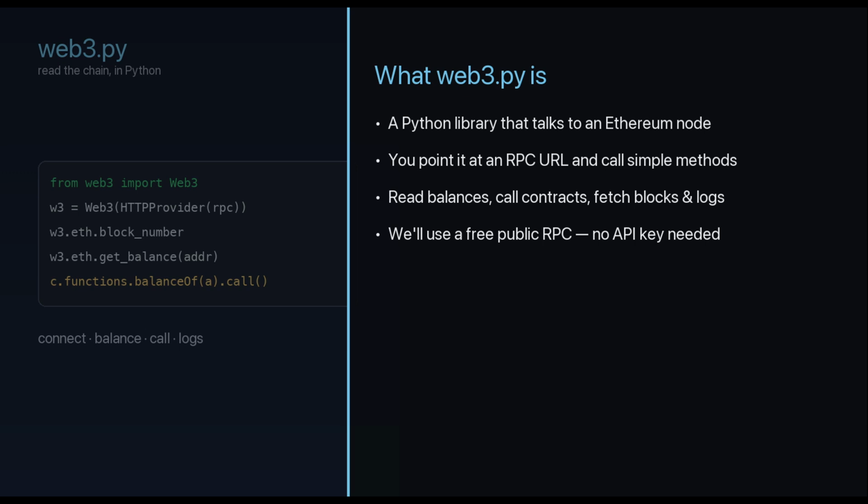First, what is web3.py? It's a Python library that talks to an Ethereum node for you. You point it at an RPC URL, that's just the address of a node, and then you call simple Python methods to read balances, call smart contracts, and fetch blocks and logs. For this, we'll use a free public RPC, so there's no sign up and no API key. Let's write the script, piece by piece.